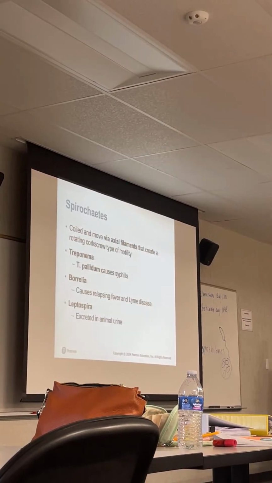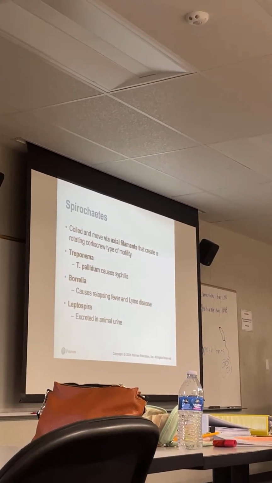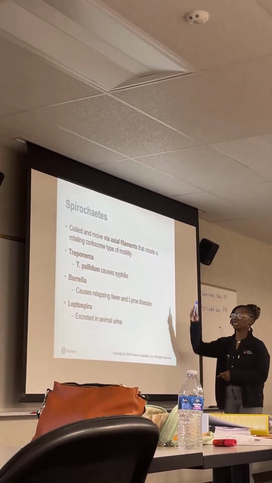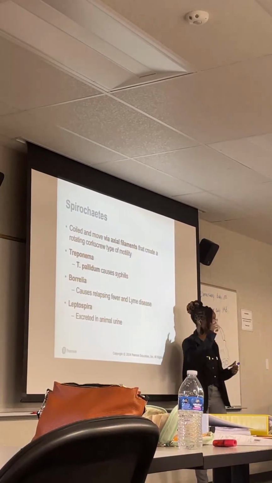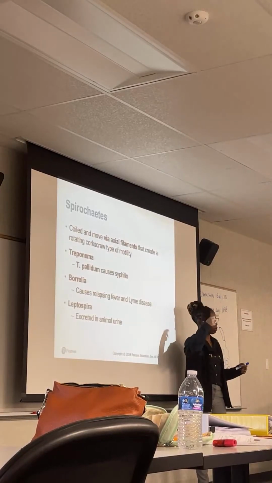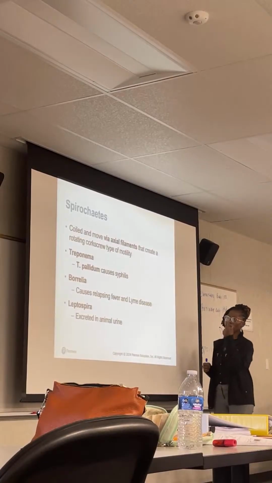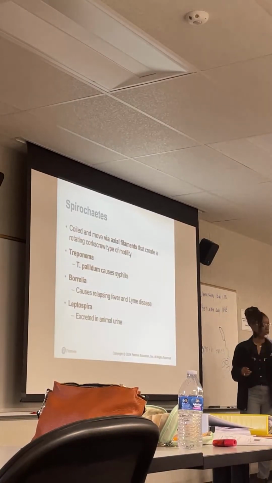And then we'll talk about the spirochetes. Spirochetes, they should be what type of shape? Spiral. The spirochetes have a tightly wound shape. These are coiled and they move via the axial filaments. The axial filaments are on the inside of the cell, and they help with that rotation-like movement. This group includes Treponema pallidum, which is the causative agent of syphilis.